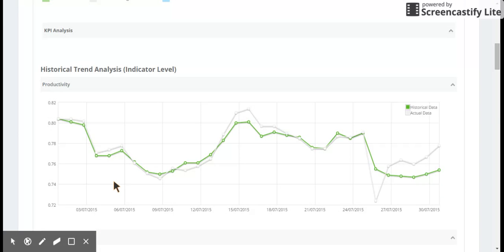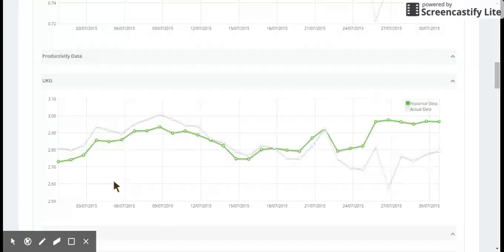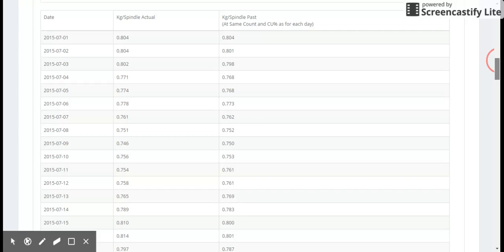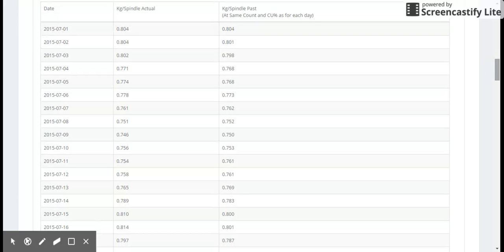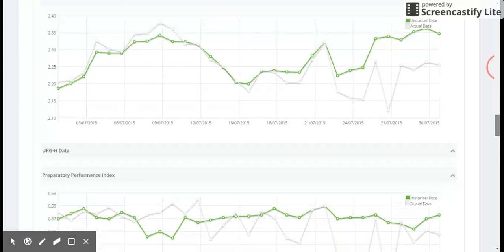And below you have all the historical trend analysis of each of the different indicators. And if you would want to look at individual data for any particular indicator, you can just click on the tab, get the idea of how the indicators have fared on an individual daily basis.